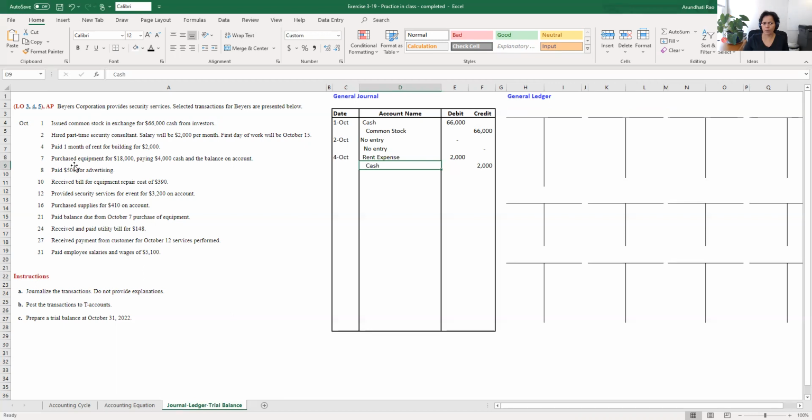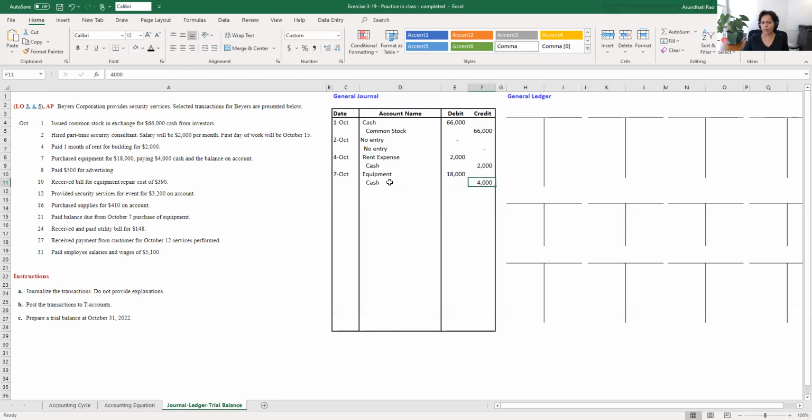On the 7th, I purchased equipment for $18,000. Let me write down the date over here first. That's always the first step. I purchased equipment for $18,000. Equipment is an asset. The business acquired an asset. We now own this asset. Therefore, I need to debit it. It increased by $18,000 in my books. And how did I get this? I paid $4,000 in cash. So I'm going to credit cash $4,000. That's how much I paid.